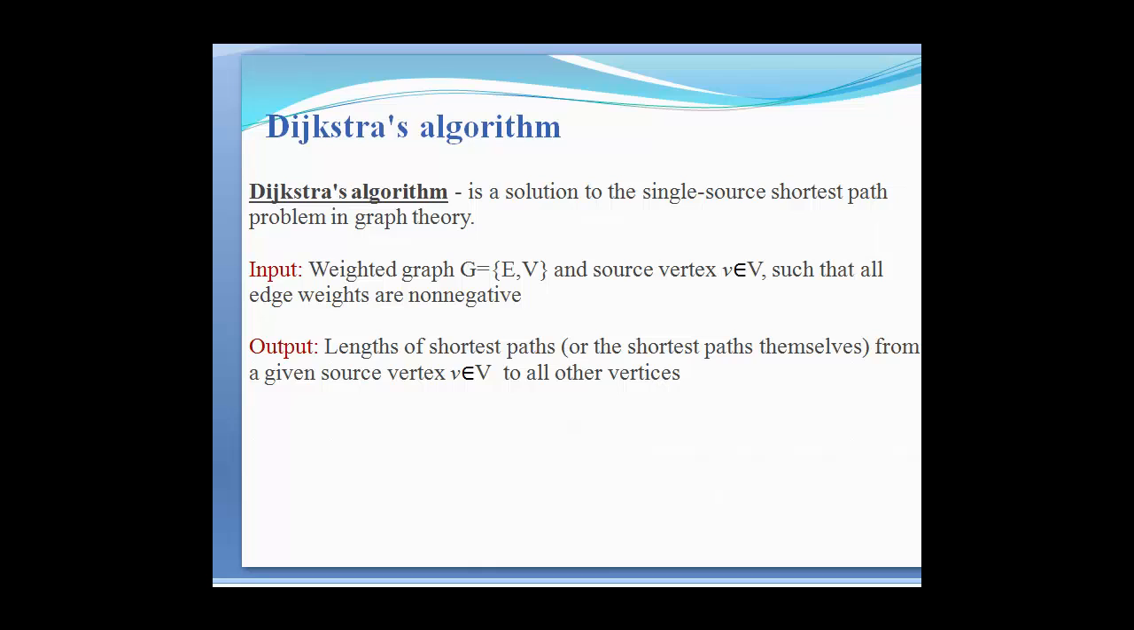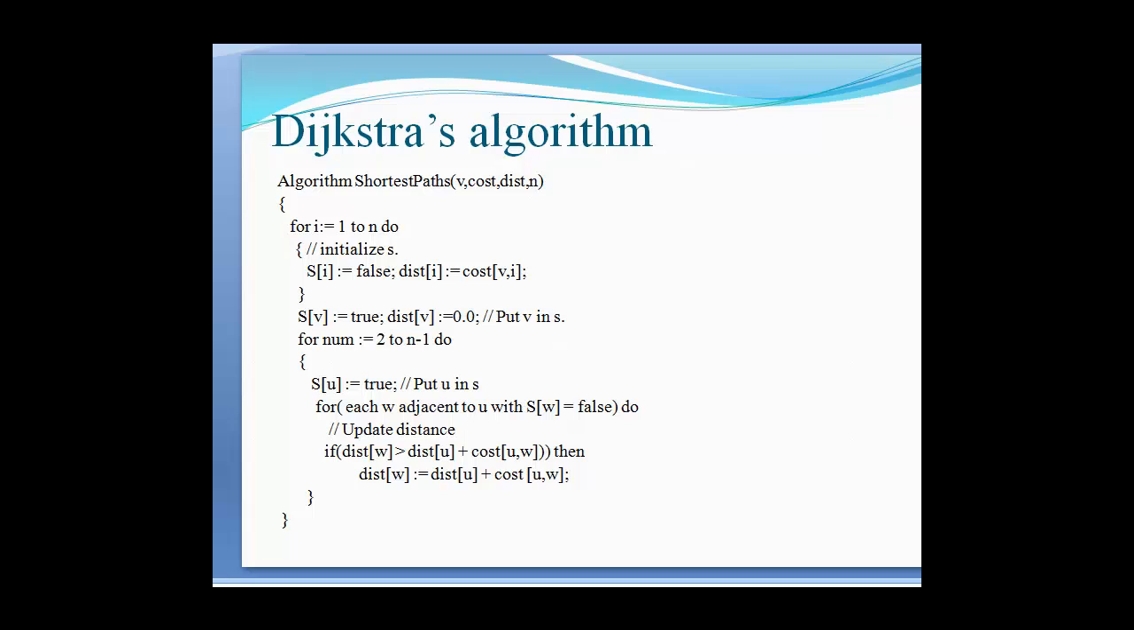This algorithm works on both directed and undirected graphs, and in the graph all edges must have non-negative weight. We will use a greedy approach to solve this problem. Input of the algorithm is the weighted graph G, which has a set of edges and a set of vertices, and source vertex V, which belongs to the set of vertices, such that all edge weights are non-negative. Output of the algorithm is the length of the shortest path from a given source vertex V belongs to V to all other vertices. Now the algorithm.